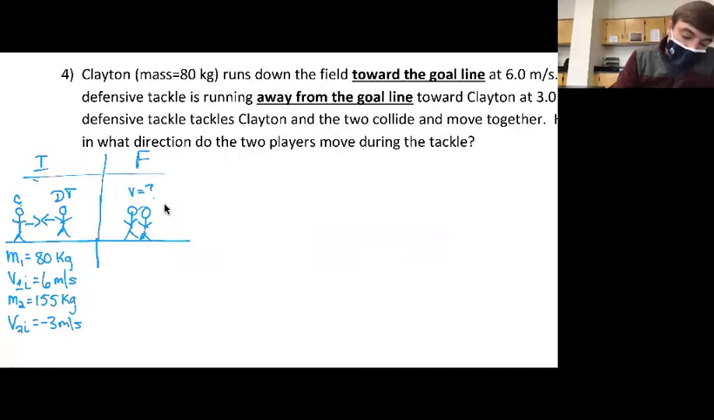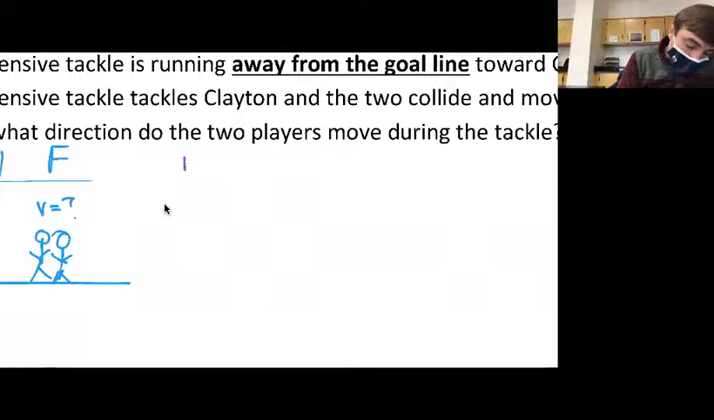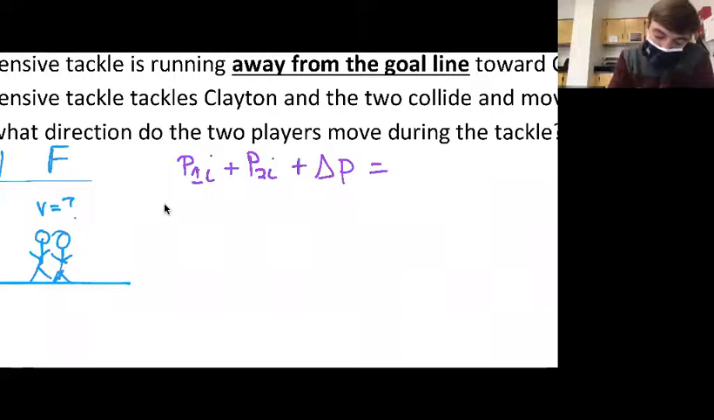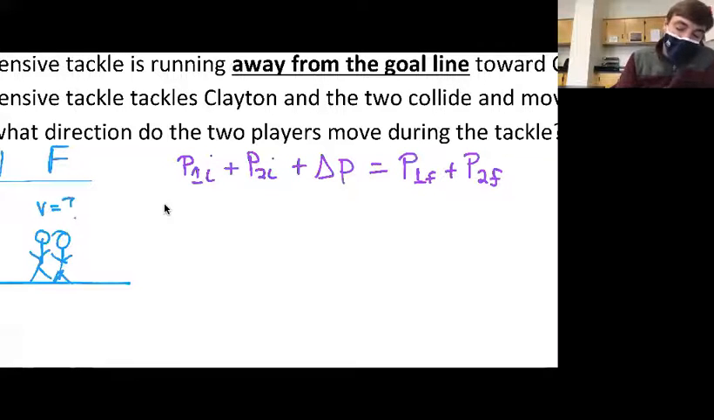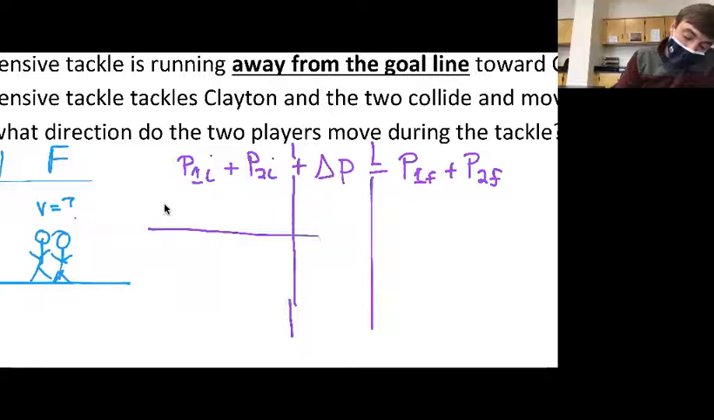And the bar chart starts with an equation. The initial momentum of object 1 plus the initial momentum of object 2 plus any changes in momentum, impulses, excuse me, equals the final momentum of object 1 plus the final momentum of object 2. Once I do that, I section off the middle part, make a positive and negative side.